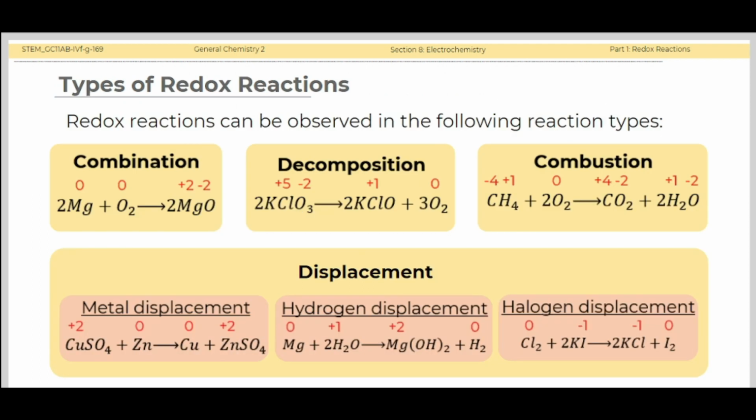Redox reactions can be observed in the following reaction types. Combination, in which two or more reactants form a single product. Decomposition, in which a product is broken down into smaller molecules. Combustion, or the reaction of a compound with oxygen. And displacement, in which the ion or atom of a compound undergoes replacement with the atom or ion of a different element.